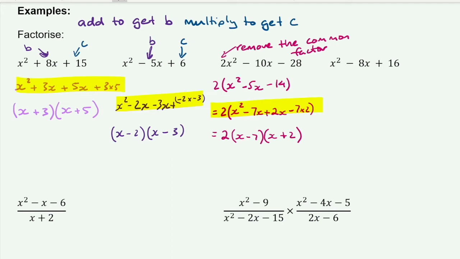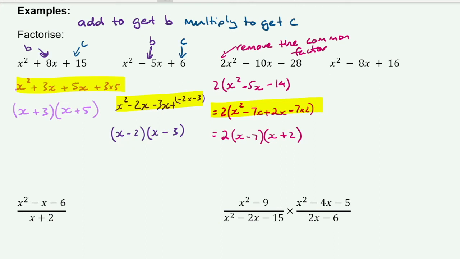Now for our last one, back to a regular monic quadratic. This time though we have x squared minus 8x plus 16. So we know we have odds there, so both must be the same sign, but they do need to be negatives.